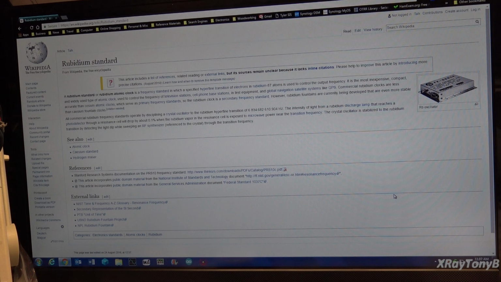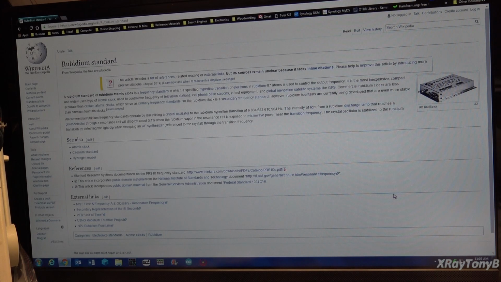Okay, we've all heard the term atomic clock before. An atomic clock is what we use to regulate our time in the world, right? Because of their accuracy. So, as you can see, a Rubidium standard, or Rubidium atomic clock, is a frequency standard in which a specified hyperfine transition of electrons in rubidium-87 atoms is used to control the output frequency. So basically, the radioactivity of an element is very accurate.